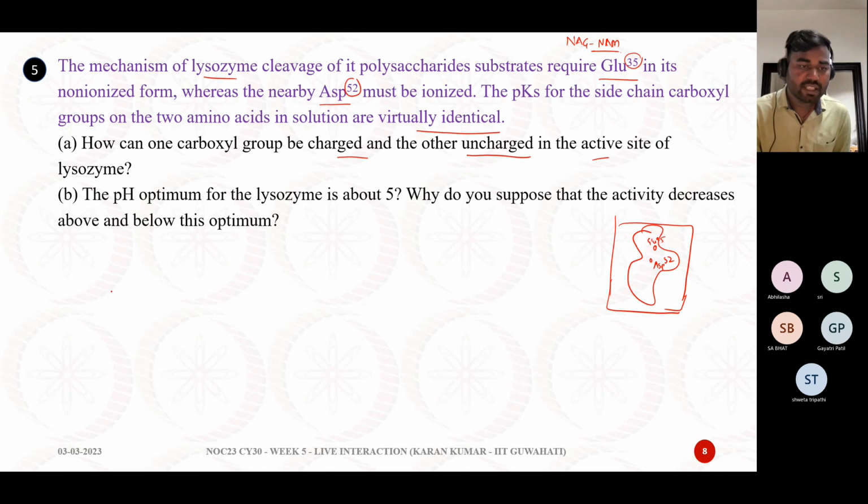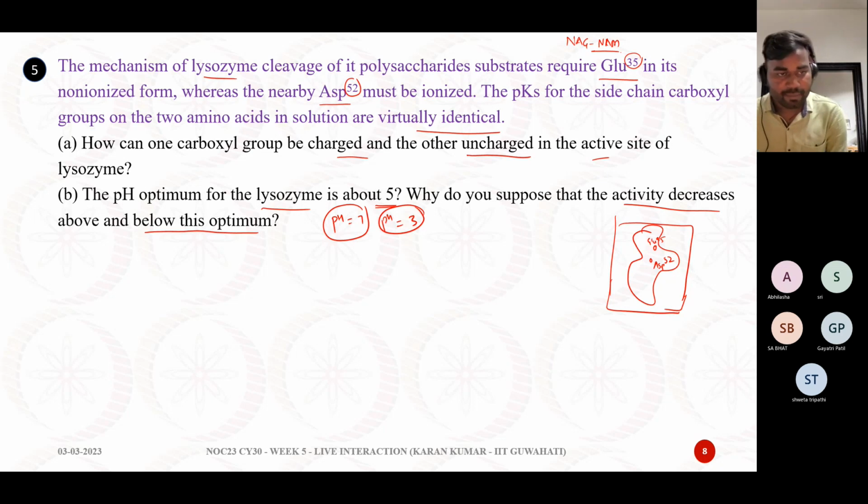Another question is that the pH optimum for lysozyme is about 5. Okay, then why do you see a decrease in activity below and above this optimum? Meaning, if you change the pH to 7 or to 3, then why do you see a decrease in the activity of this particular lysozyme enzyme? What is the mechanism?